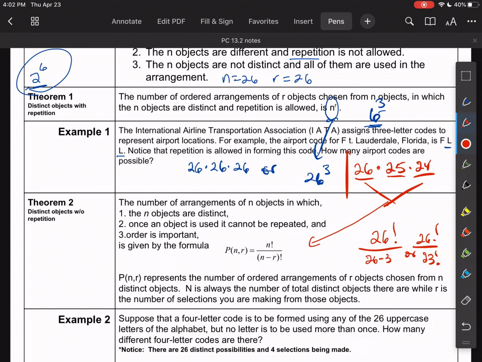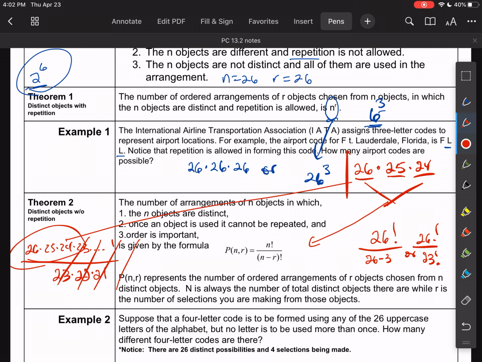Just a reminder of what a factorial is. It's like saying 26 times 25 times 24 times 23, all the way down to 1, right? So if we had that over 23 factorial, notice that from 23 down, everything would cancel, and we'd be left with this. So that's where that formula comes from. Just remember, n is always the total number of distinct objects, where r is the number of selections that we're trying to make. It's like the number of digits or characters in a code. That would be your r value.